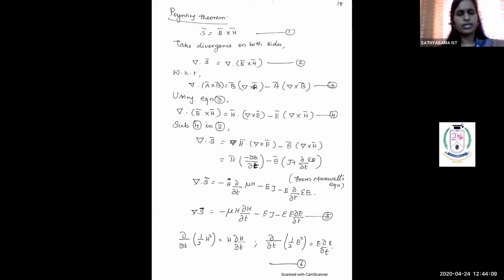Already we know del dot A cross B, we have already learned this. Del dot A cross B is equal to B vector into del cross A minus A vector into del cross B. This one we are going to substitute for del dot E cross H. Instead of A, you are having E. Instead of B, you are having H. So what you're going to do is find out del dot E cross H.